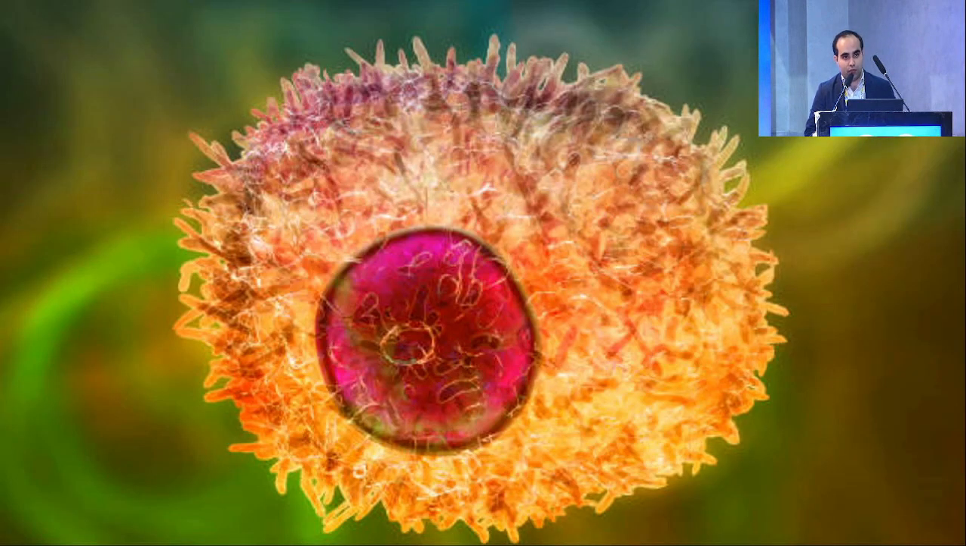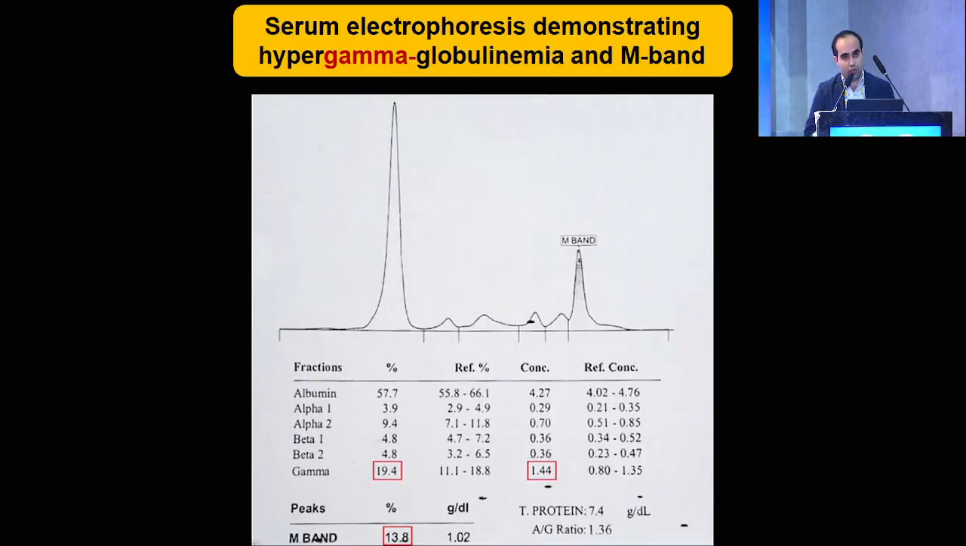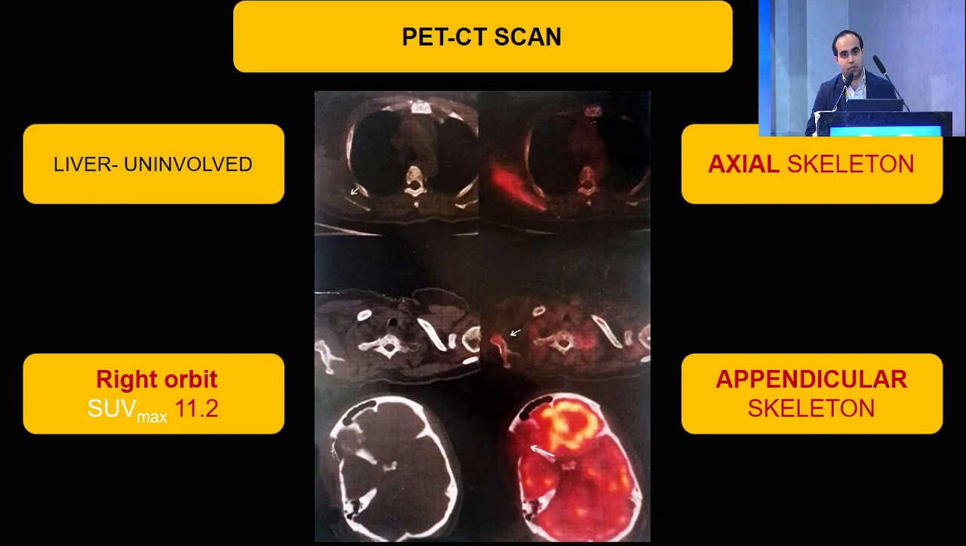But is this the end of the road? Is just knowing that there is a plasma cell malignancy in the orbit enough, or do we investigate further? On systemic investigation, we found that she had hypergammaglobulinemia, an M band, a bone marrow biopsy suggestive of plasma cells and the blast forms as well, and a whole body PET CT scan showed FDG avid lesions in the right orbit, axial and appendicular skeleton with lytic lesions.